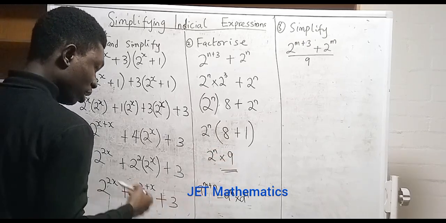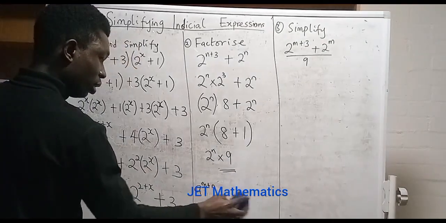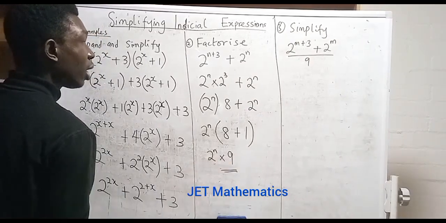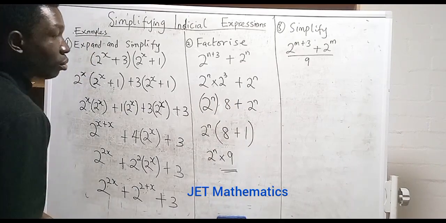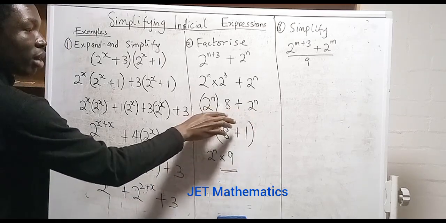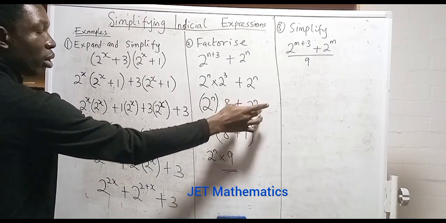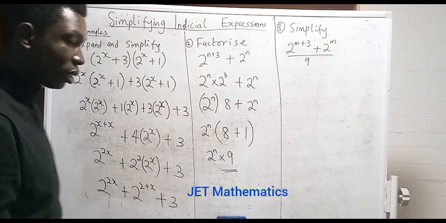So we can simplify this further. So you can stop there. So that's the solution to that question: 2 raised to the power n times 9. Okay. So at this point, we factorized, bringing out the common term. So here we're left with 8, here we're left with 1. Okay. Let's see the last example there.